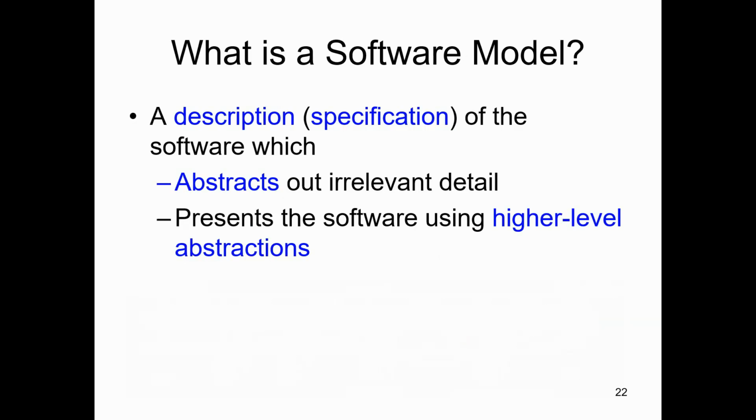Then what is a software model? A software model is a description of a system which abstracts out the irrelevant details. Based on what kind of view you want to have, you just remove the irrelevant information and present what you need in the model.